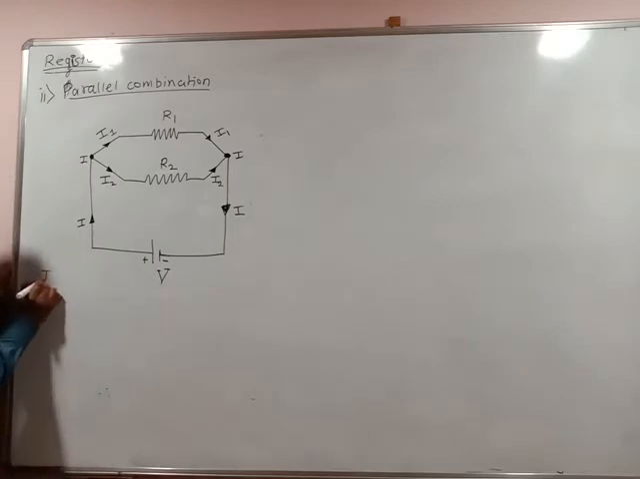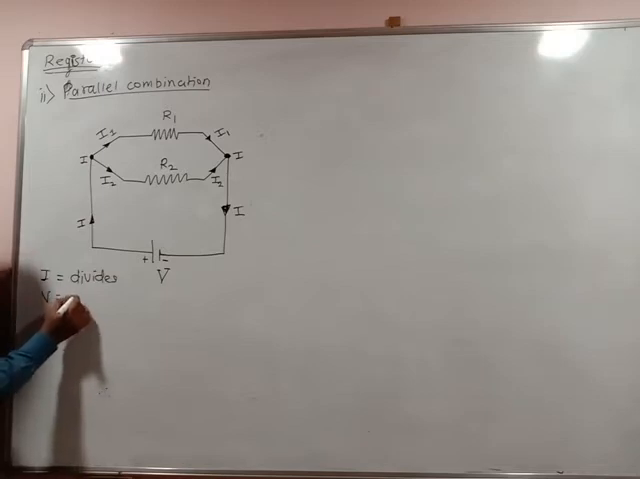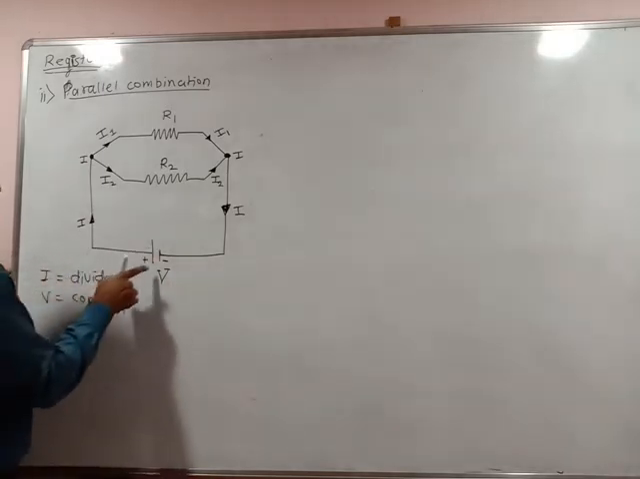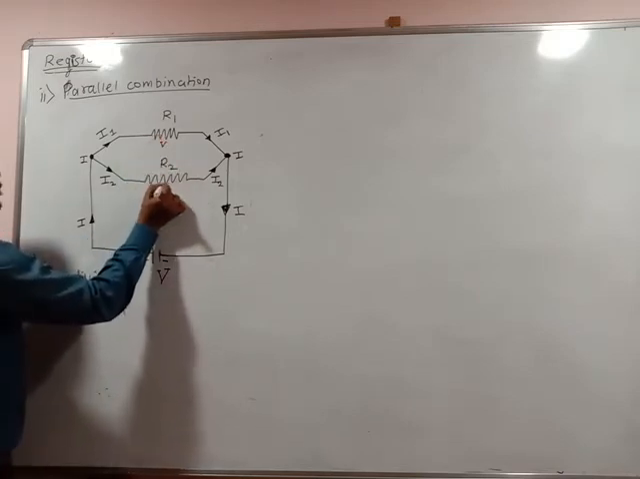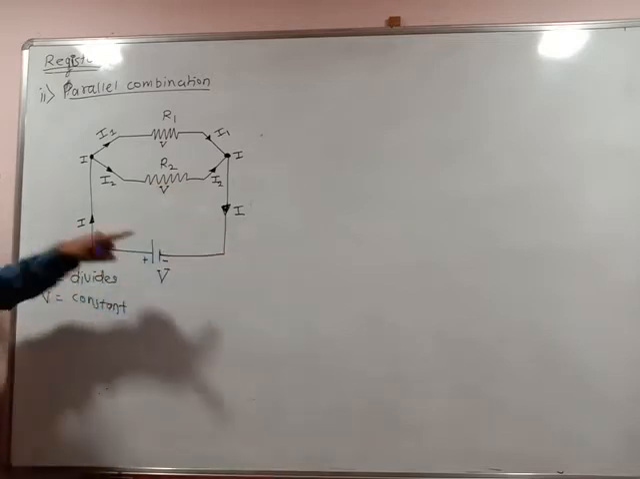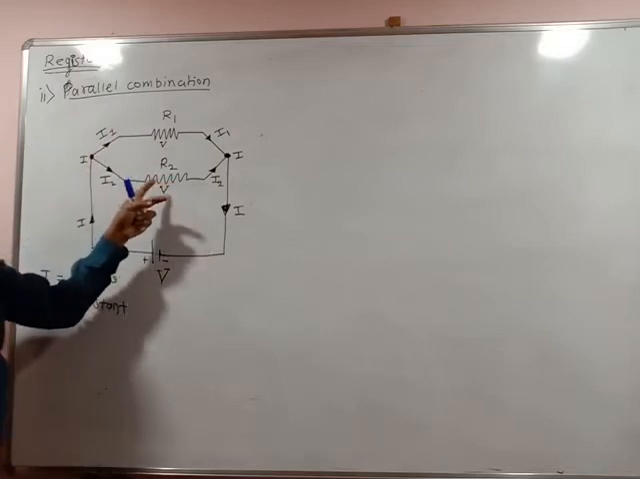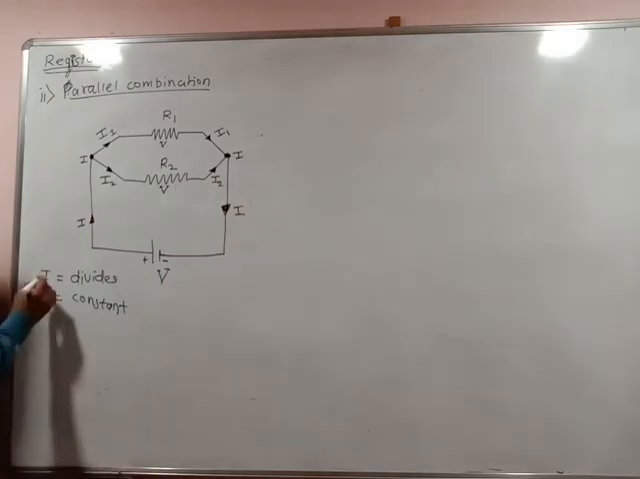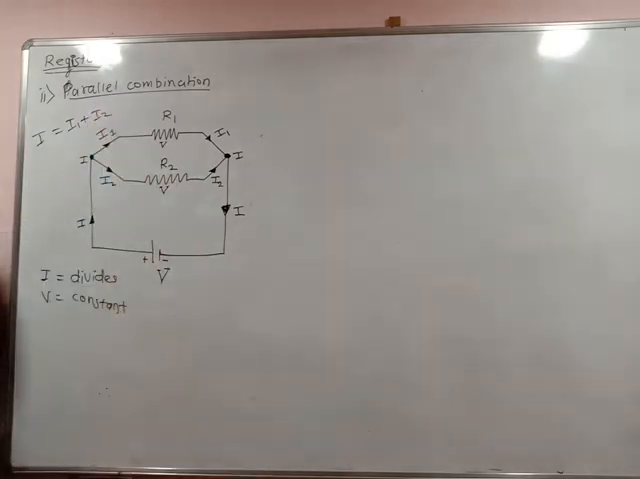No. Current divides. Current divides means voltage is constant. So whatever voltage is applied here, the same voltage V is applied here. So what changes? Current I1 passes through R1, I2 passes through R2. Again at this point both currents combine, I1 plus I2, and you get total current I. So I divides like that, I is equal to I1 plus I2. Is it clear? Now here we are going to apply Ohm's law.